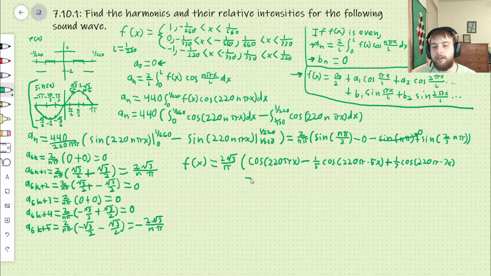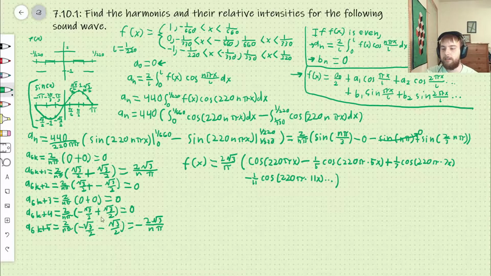So I'm going to start writing this over here. 1 over 11 cosine of 220 pi times 11x. We could keep on going further and further on, but I think this is probably good. I think you get the idea of how this thing works.